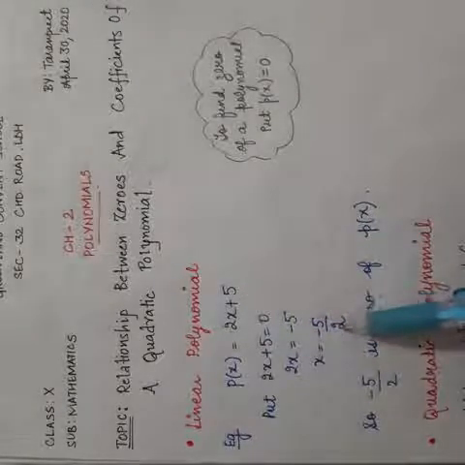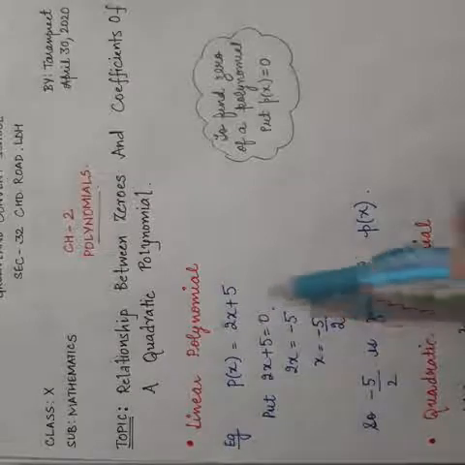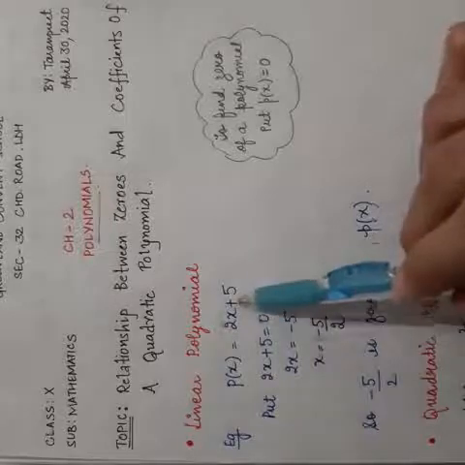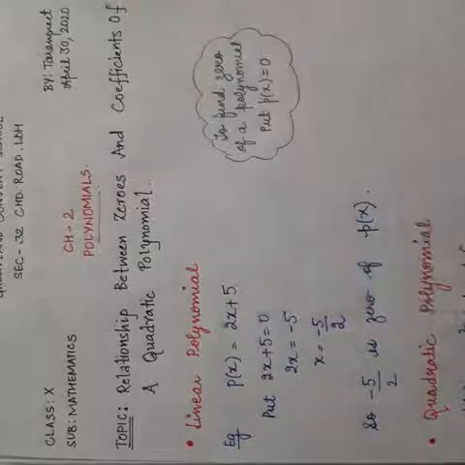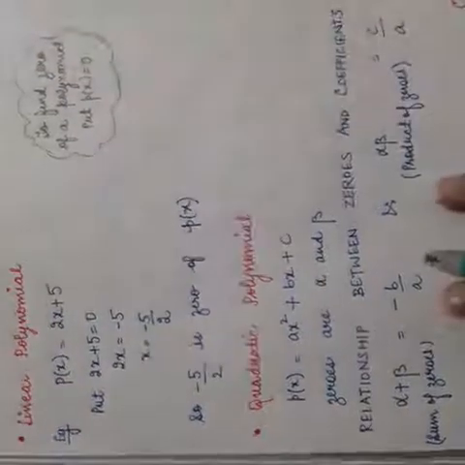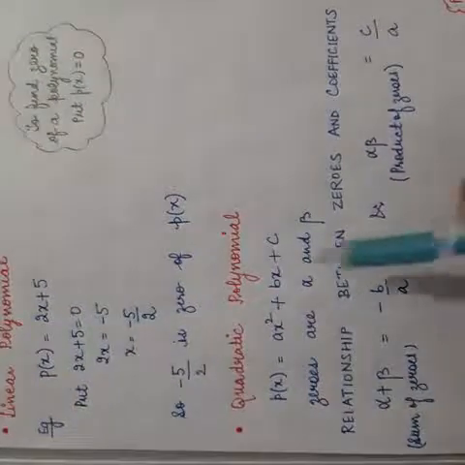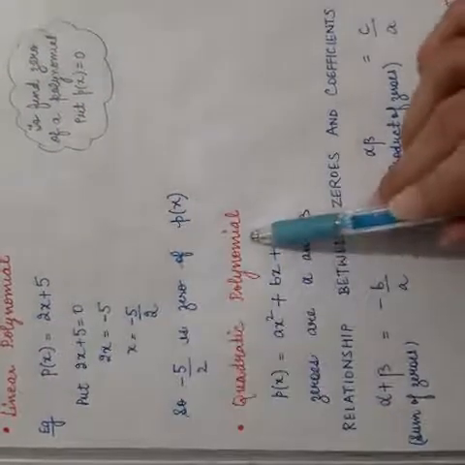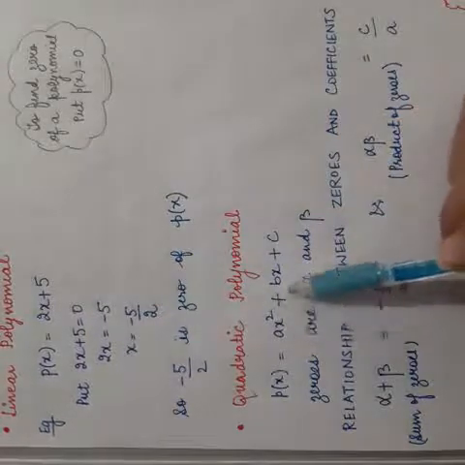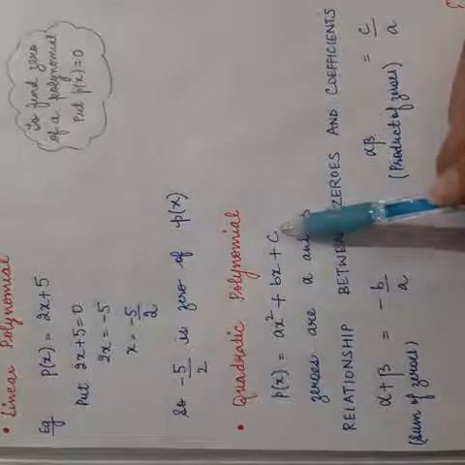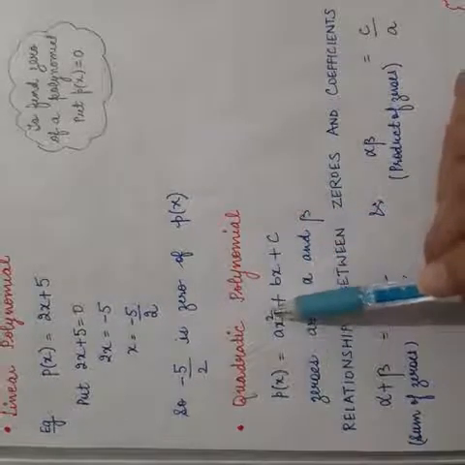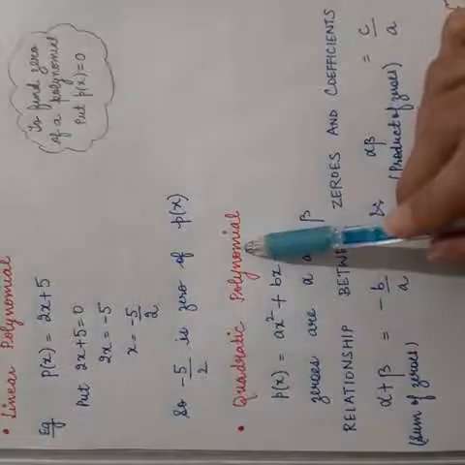That means this is one such value which on substitution in the polynomial, if we put minus 5 by 2 in this polynomial, on solving it will definitely give 0. So that is why it is called 0 of the polynomial. Now in our syllabus we have a quadratic polynomial. So if I write a general quadratic polynomial, it is written as ax square plus bx plus c. Herein we are having single variable x with degree 2. So this is called quadratic polynomial.